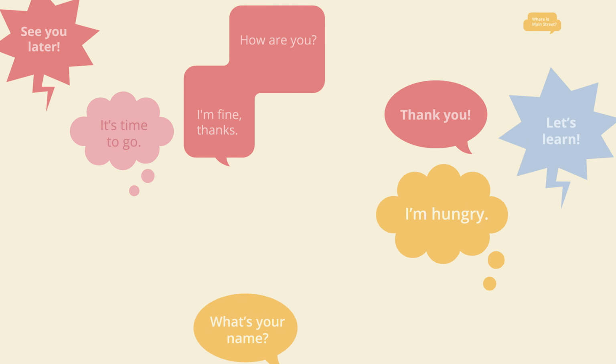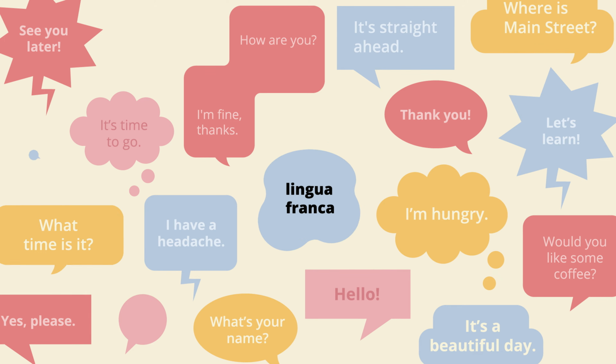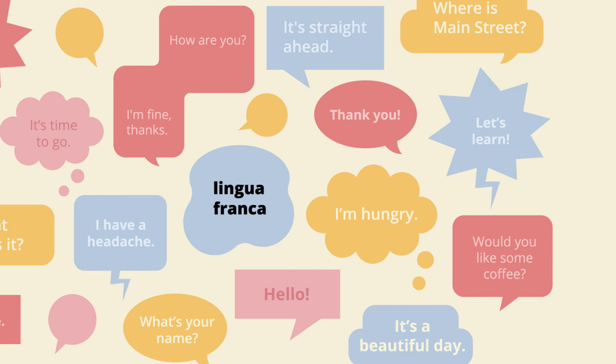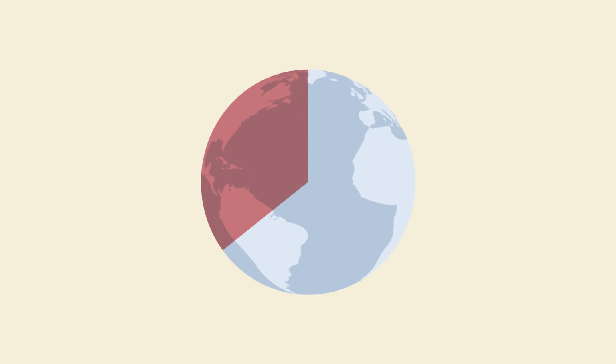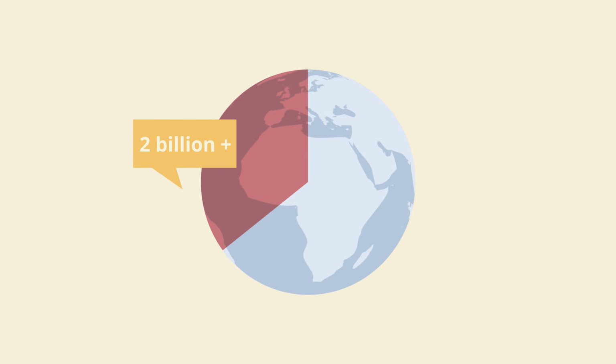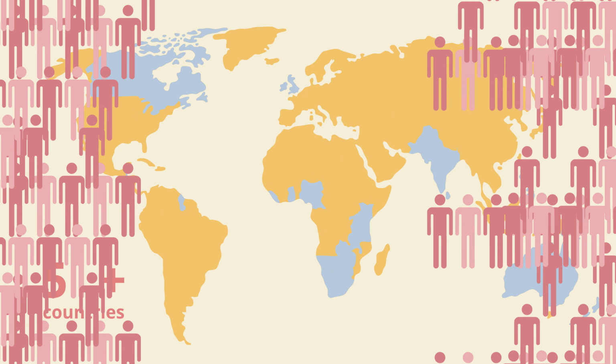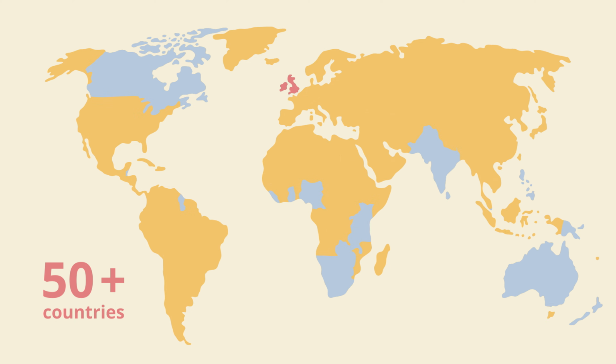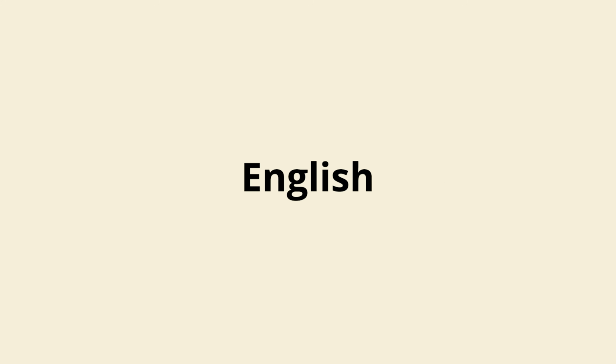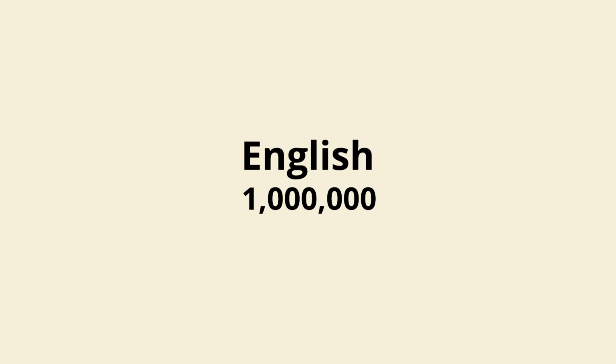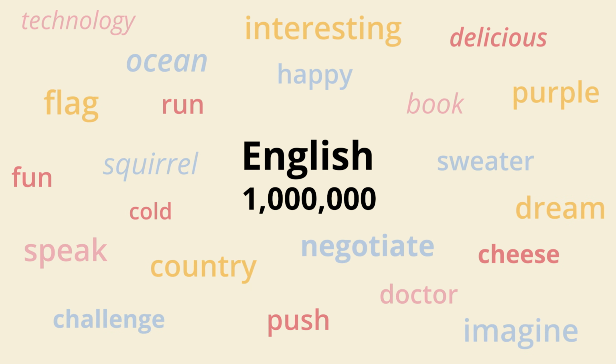Most people would agree that the English language has become the lingua franca of the modern era. Approximately 1/3 of the world's population, more than 2 billion people, use English in some capacity. More than 50 countries, including the United Kingdom, Singapore, India, and Zimbabwe, list it as their official language. English consists of more than 1 million words, the most words of any language.